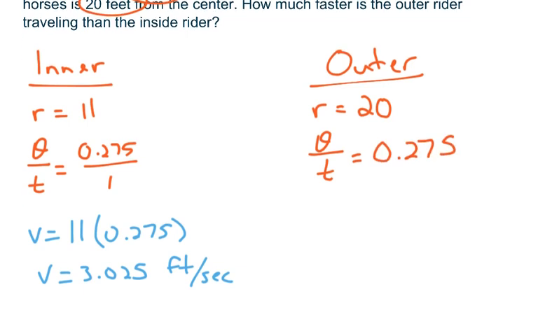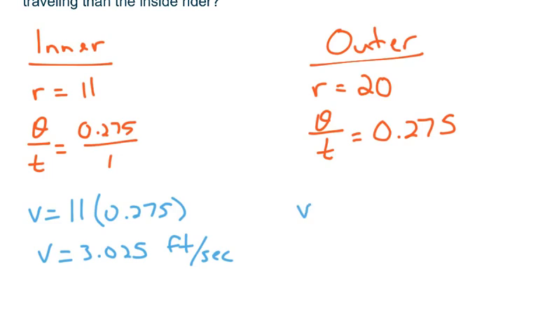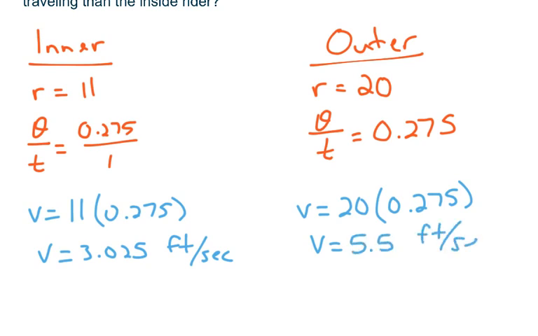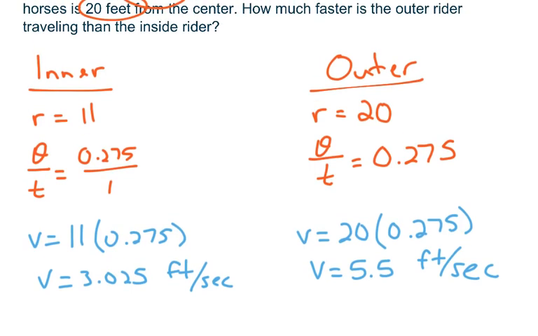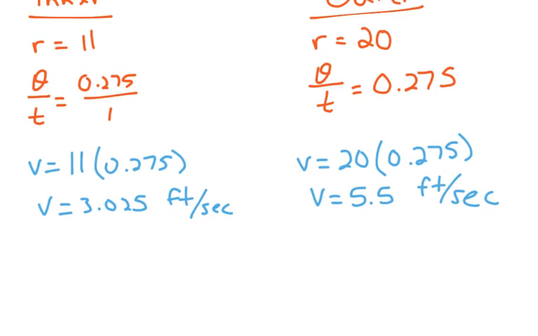To find the linear velocity, do the same thing that we just did for the inner. Take the velocity is equal to our radius, which is 20, times our angular velocity, 0.275. And when you type that one in your calculator, you're going to get 5.5 feet per second. But the question's asking, how much faster is the outer rider traveling than the inside rider? We need to take these two velocities and subtract them. We need to go 5.5 minus 3.025.